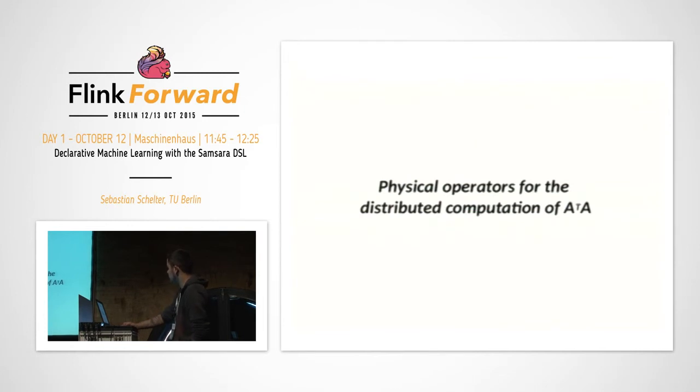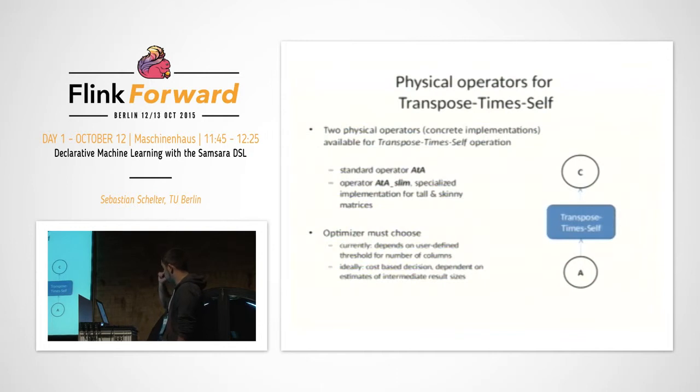And similar to databases, Samsara has several physical operators. For example, a database typically can do hash joins or sort-merge joins, and then the optimizer somehow has to find out what join to use for a given query. And that is also true for Samsara. So Samsara has two physical operators for this transpose times self operation.